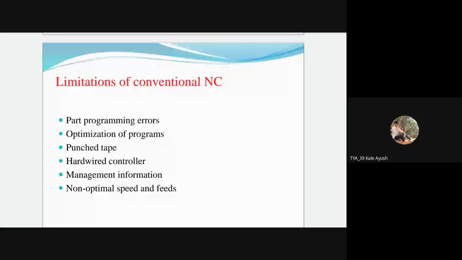Hardware control. Hardware controller also has some limitations. Management information in machining. Now these are some limitations of conventional NC machines.